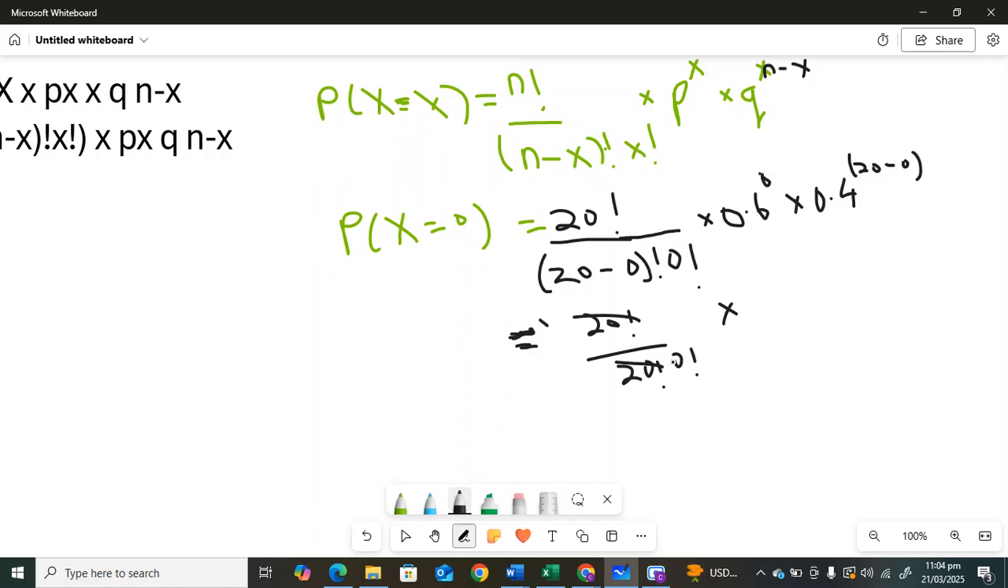0 factorial is also 1. So this tabulation here, we are going to get 1. Are we okay with that, colleagues? This 20 factorial divided by 20 factorial, 0 factorial, you just cancel out the 20 factorials. They will equal 1. 0 factorial is equal to 1. Are we okay with that, colleagues?